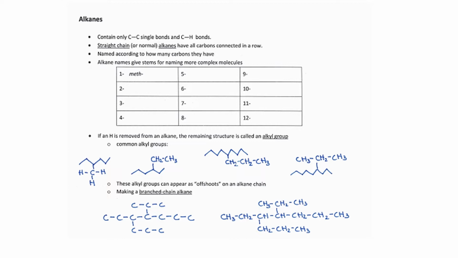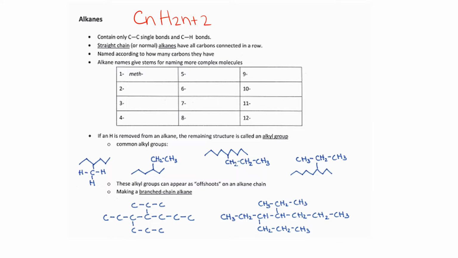And you also might remember that they have a general formula, which is CnH2n+2. So to find the number of hydrogens that go with the number of carbons, you just multiply the number of carbons by 2 and add 2. They are named using prefixes that we also learned sophomore year.